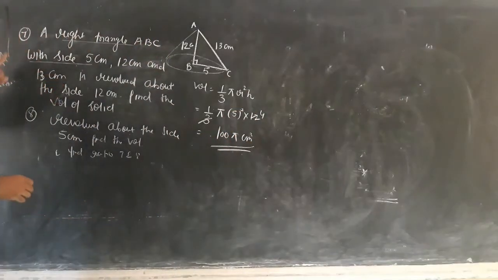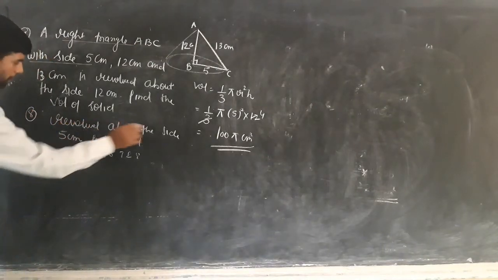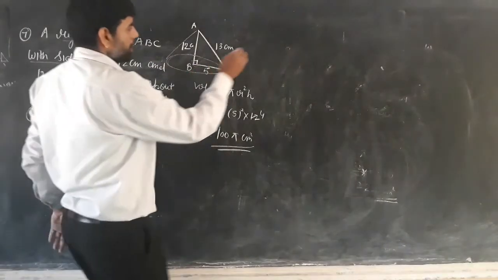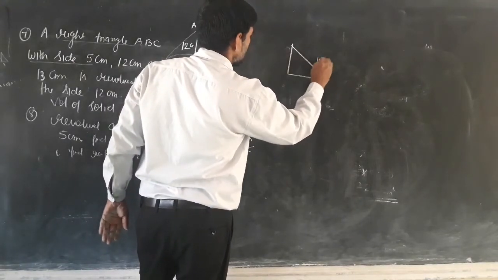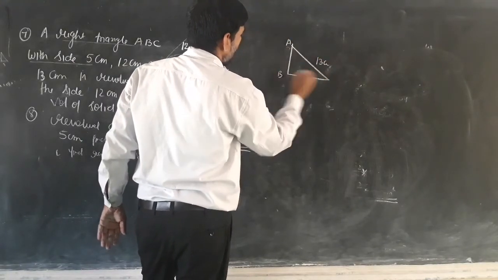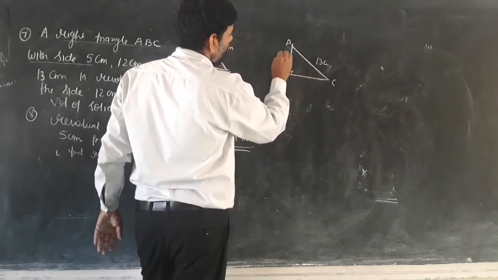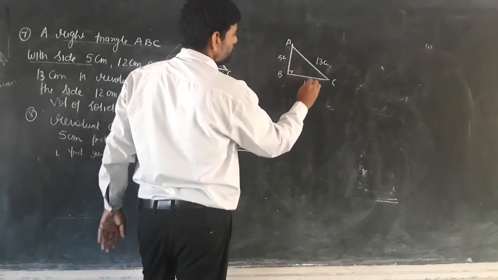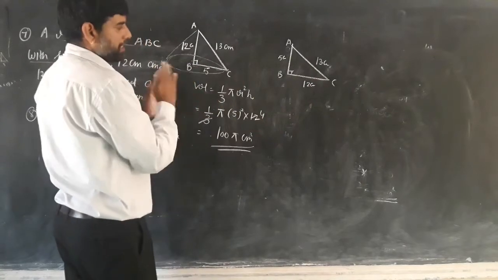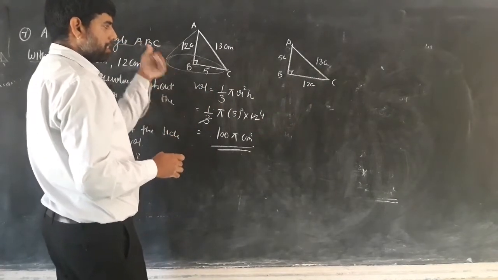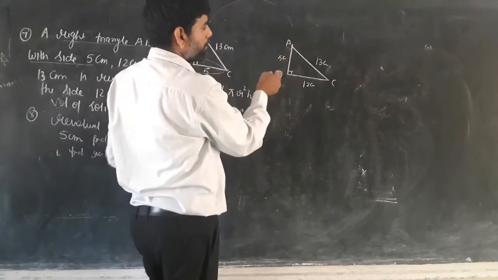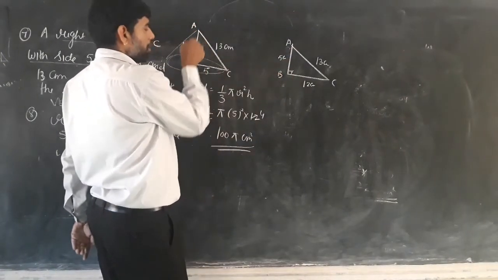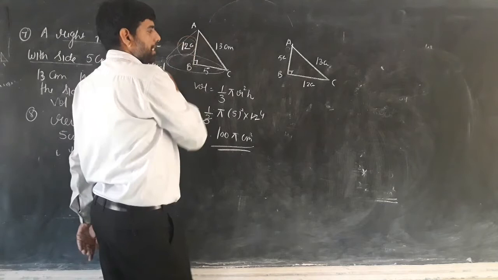In this, the 8th question is the same. Revolve about the side 5 centimeter. Same question. Revolve about the side 5 centimeter, with hypotenuse 13 centimeter, A, B and C. Revolve about the 5, that is height is 5 centimeter and radius is 12 centimeter. Both conditions will be different. In the first condition we revolve about the side 12 centimeter, and in the second condition we revolve about the 5 centimeter, that is height is 5 centimeter. Revolve about 12 centimeter, that is height is 12 centimeter.